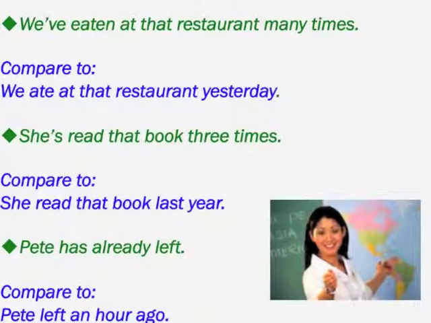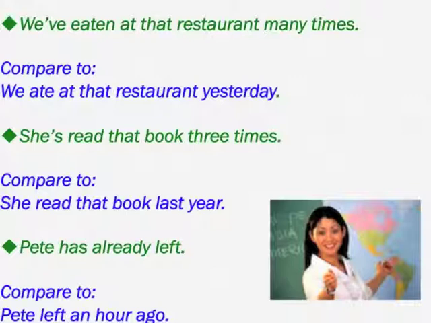Another example, we've eaten at that restaurant many times. We use present perfect because we don't know when we've eaten at that restaurant. We don't say that in the sentence, so we'll use present perfect. Compare that to we ate at that restaurant yesterday. You know when we ate at that restaurant. It was yesterday, so we'll use simple past.